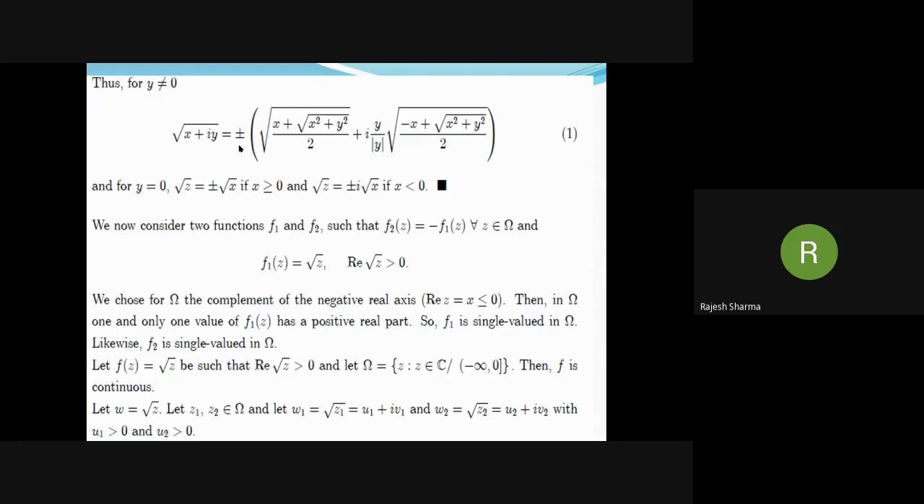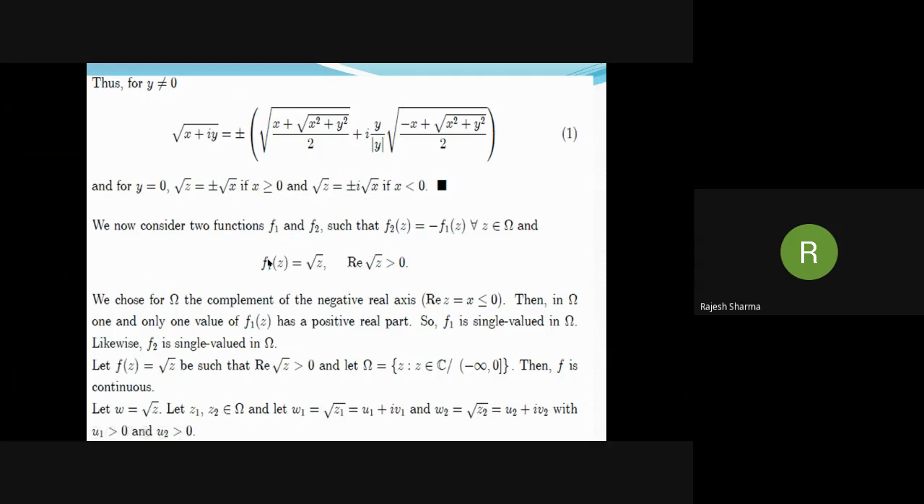We then can choose one value of root z corresponding to the case when root z has positive real part. In case we take the real part of root z equal to 0, then we get two values of root z from here. So we get one and only one value of root z only when the real part of root z is greater than 0. So we consider two functions f1 and f2 such that f2(z) is equal to minus f1(z) for all z belonging to omega, and f1(z) is equal to root z with real part of root z greater than 0.